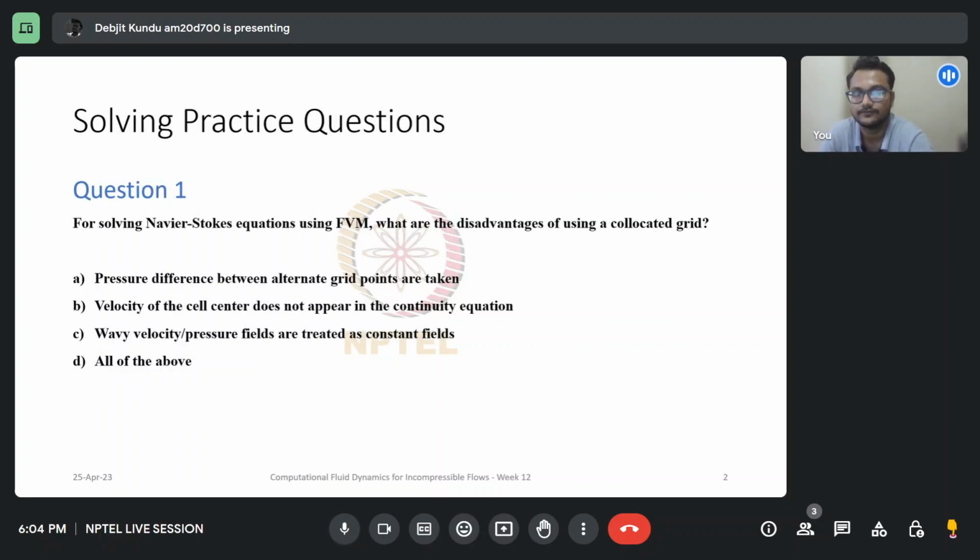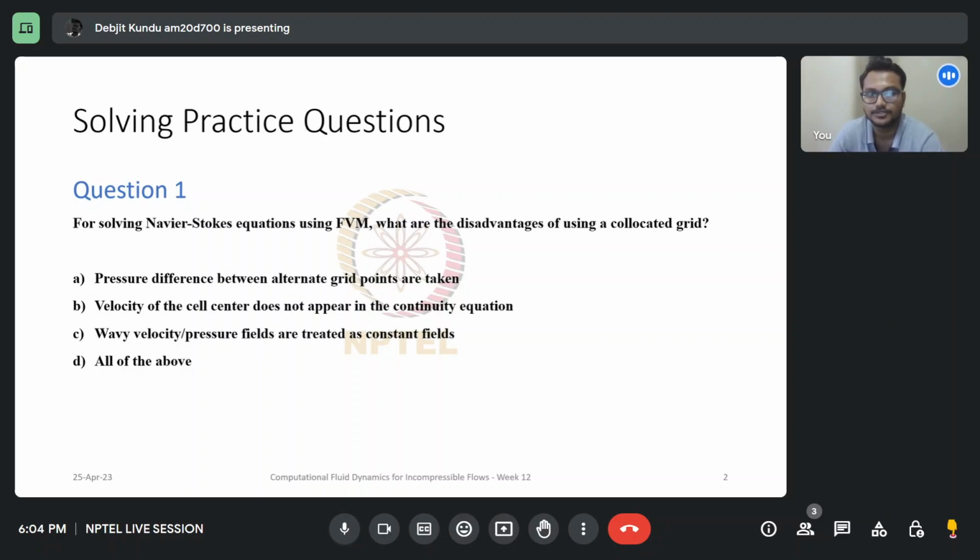So we have question number 1 from today's session, which is asking us that for solving Navier-Stokes equations using FVM, that is finite volume method, what are the disadvantages of using a collocated grid? There are four options given below. Read them carefully and try to pick out the correct option.